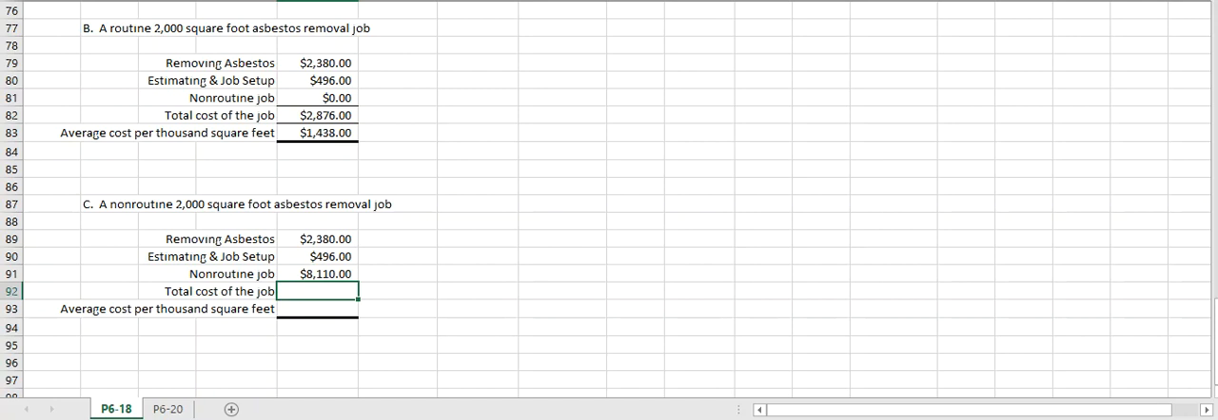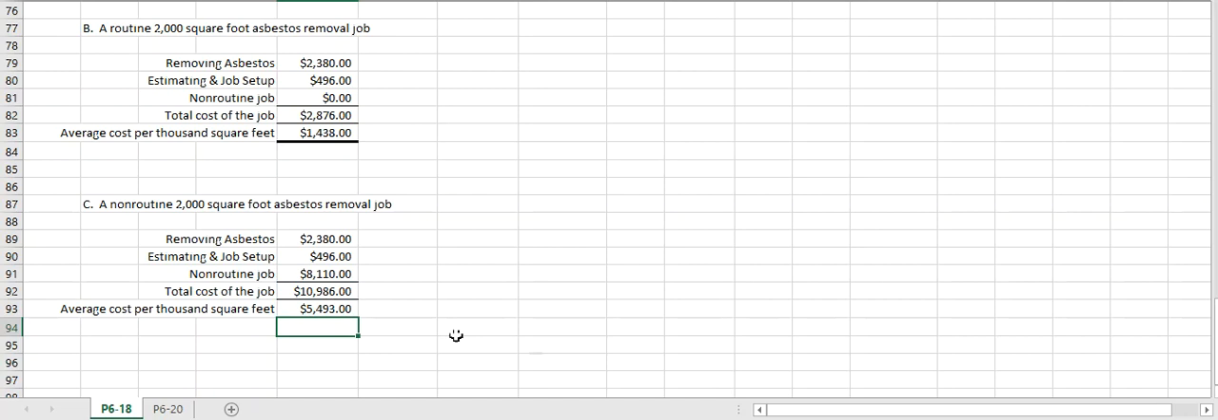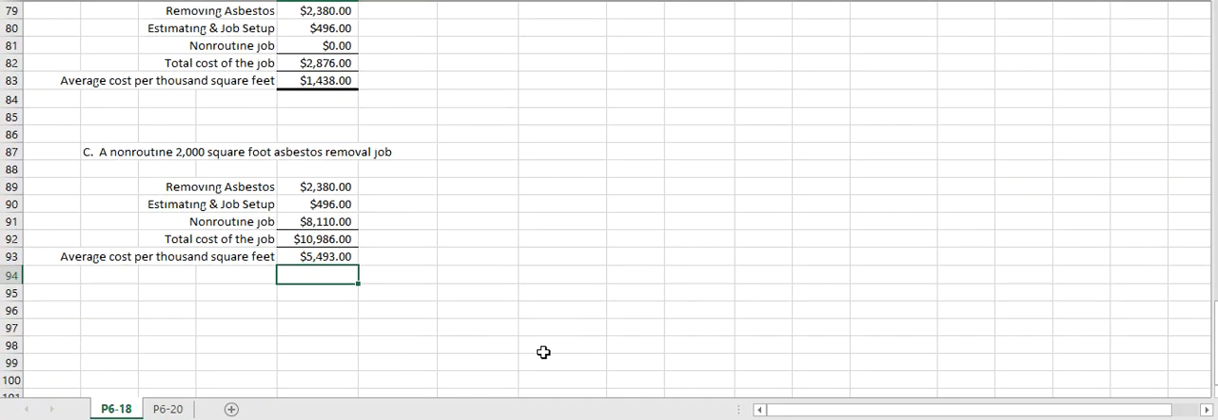So we can calculate our total cost for this job is $10,986. And that's actually for 2,000 square feet of job, but we want to know how much it is for 1,000 square feet. So we're going to take the total, divide it by 2, and that gives us $5,493 per 1,000 square feet. And that's the last requirement on P6-18.